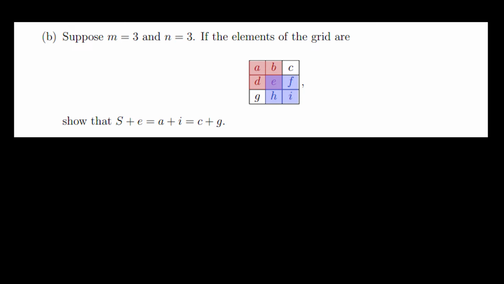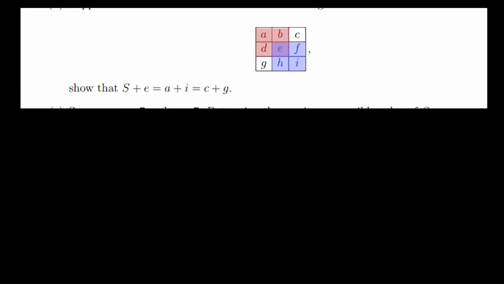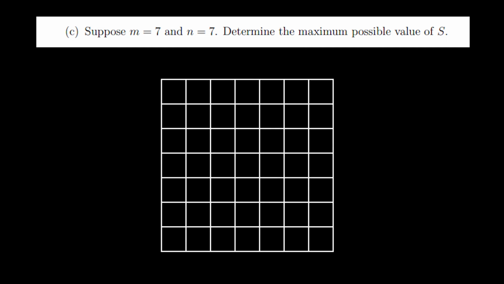I'm going to leave this as a fun challenge for you guys, and let's move on to the climax of today's video, the final and last subproblem. Question C. Now, in COMC, the last subproblem always requires a combination of the techniques you used to solve the previous subproblems. Question C asks us to find the maximum value of S in a 7x7 grid.